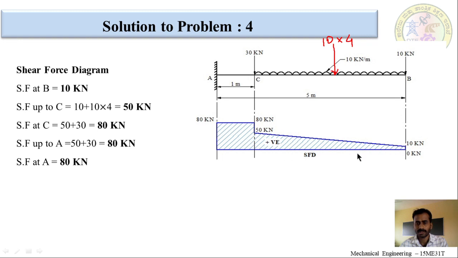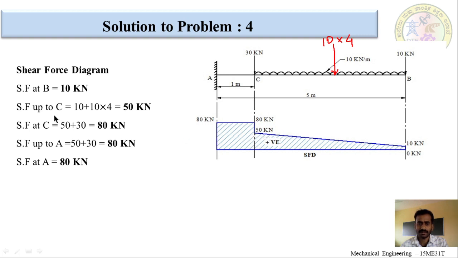So, first draw the reference line, which is a 0 line. What is the shear force at B? 10. So, you have to mark the 10 units on this line and draw a vertical line, and from B to C, as we can see, it is a uniformly distributed load. It will be an inclined straight line.